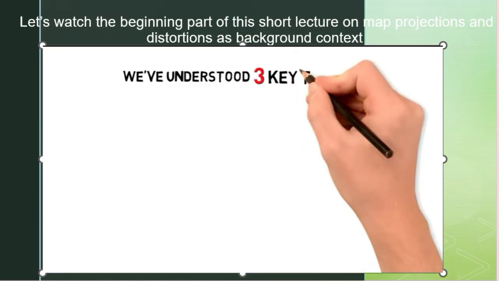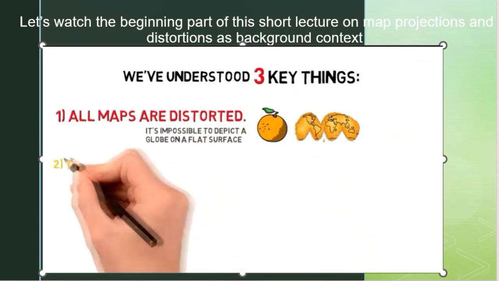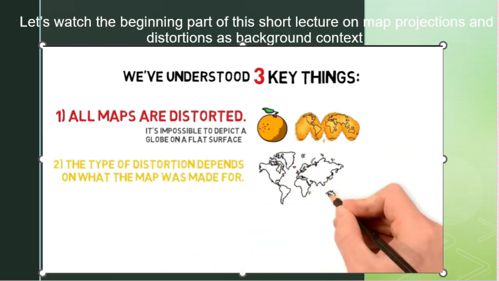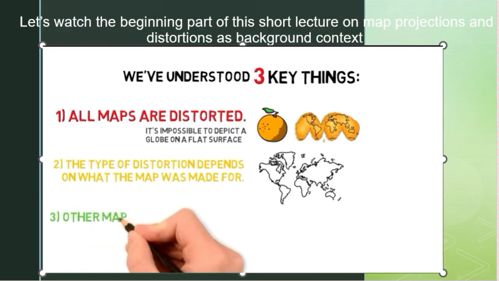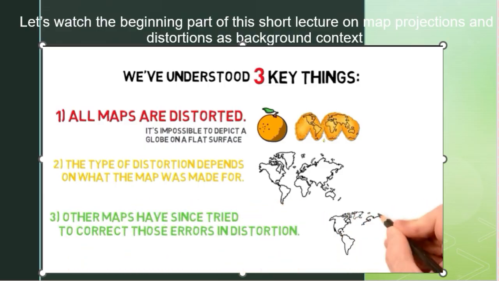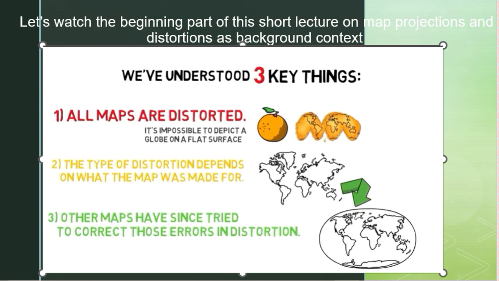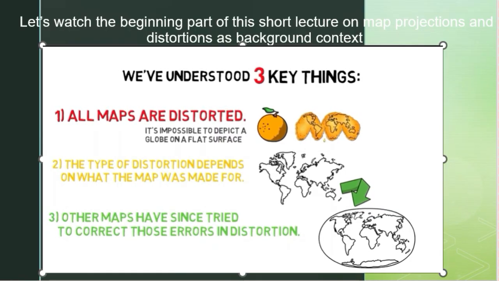1, all maps are distorted because it's impossible to depict a globe on a flat surface. 2, the type of distortion the map has depends on what it was made for. The Mercator projection was made for ship traveling, and so it prioritizes that, the courses and directions, sacrificing object proportions in some parts of the map. And 3, other maps have since tried to correct those errors in distortion, either prioritizing other aspects or attempting to depict our continents in the most accurate way possible on a flat surface. This is why there are so many projections.